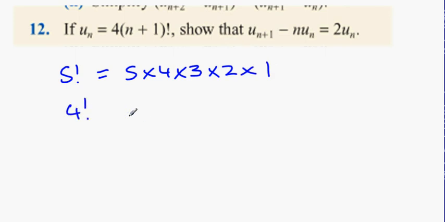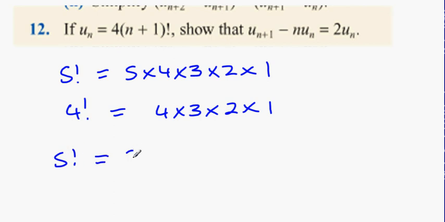Now let me show you what factorial means. 5 factorial basically means 5 multiplied by 4 multiplied by 3 multiplied by 2 multiplied by 1. 4 factorial is equal to 4 multiplied by 3 multiplied by 2 multiplied by 1. So what I can always rewrite is that 5 factorial equals 5 multiplied by 4 factorial, because 5 multiplied by 4 factorial is the same thing as 5 factorial.